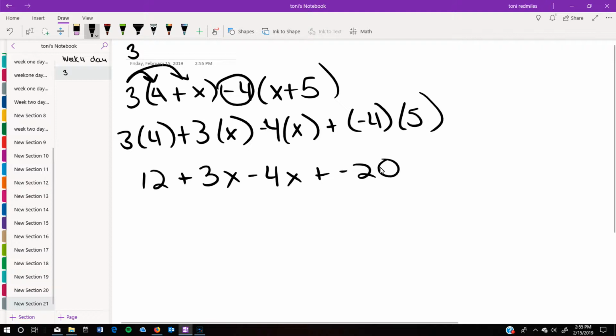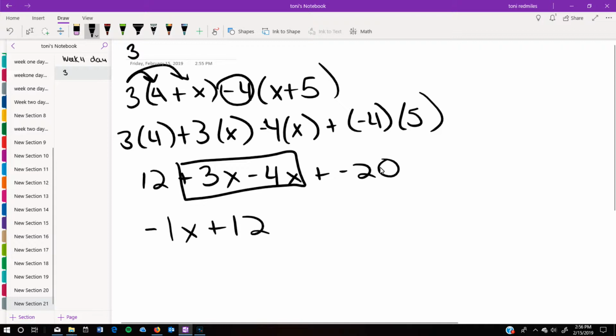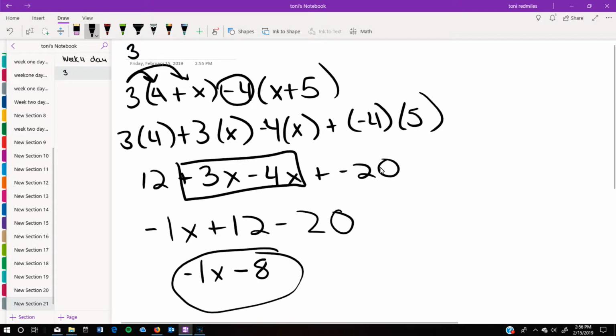Don't really need both of these symbols, but it doesn't hurt anything. Combine my like terms. So positive 3x minus 4x is going to give me negative x. And then I'm going to do positive 12 minus 20. Make sure to take their signs with them. So 12 minus 20 is going to give me a negative 8. So my answer is negative 1x minus 8.